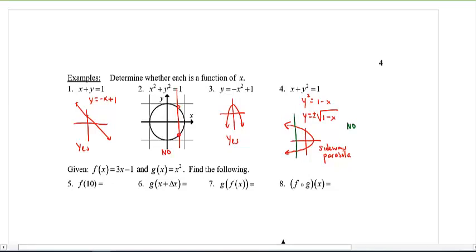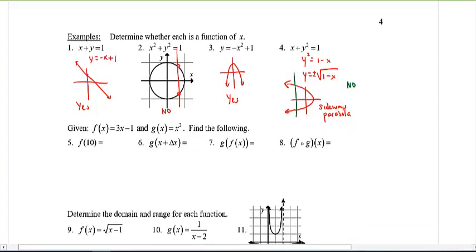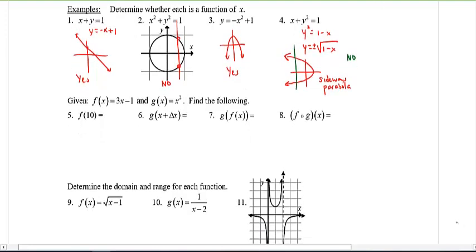Now, you should also be familiar with function notation. So here I've got two different functions, f of x equals 3x minus 1 and g of x equals x squared. Can you find the following? If I ask you for f of 10, that means for the f function, you replace x with 10. So here's my f of x function. I see x here, so 3 times 10 minus 1. 30 minus 1, 29. Done.